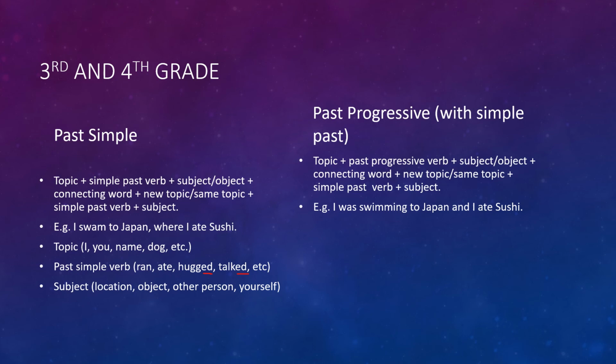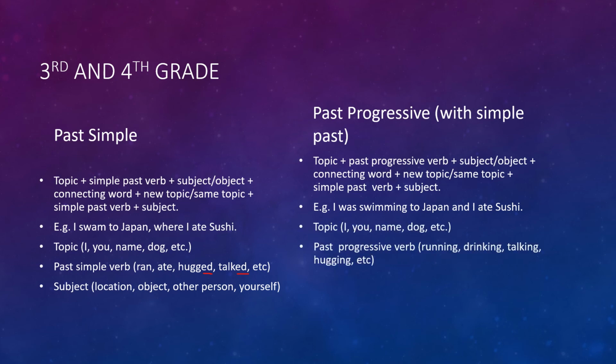One example, going back with the same theme of the last sentence: I was swimming to Japan and I ate sushi. This is a little different because it sounds like as I was swimming, I was eating sushi in the ocean. Maybe that's a joke, like raw fish were getting into my mouth, but you get the idea. There's a topic, past progressive verb, subject.